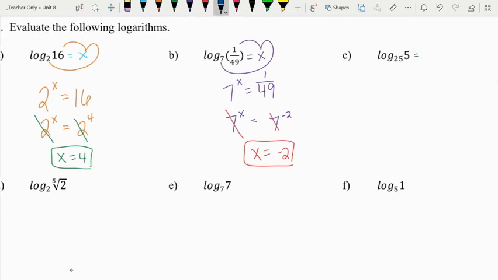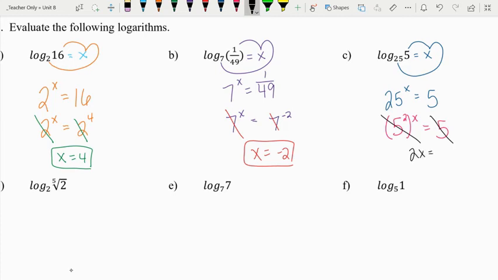For c, again, we set it equal to x. We have 25 to the x equals 5. So obviously we need to rewrite these as base 5. This first one would become 5 squared to the x, and this one is just 5 still. And we can drop those bases. So we're left with 2x equals, hopefully we realize this is a 1, not a 0, right? If it were a 0, that would mean this whole unit would be 1, not 5. If there's no number there, it would be 1. This means that x is 1/2.